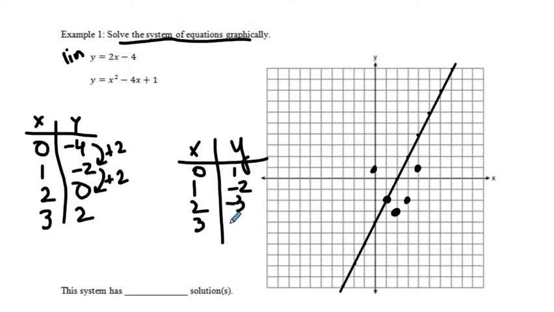So 3, negative 2, we see that point on there. And then 4, 1, we see that point on there. We're just going to go one more to the right just to flesh it out. You can use your calculator to create this table. I'm just doing it by hand just to show you how it's done. If you want to watch this on double speed, that makes it easier.